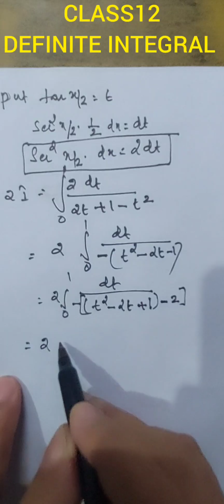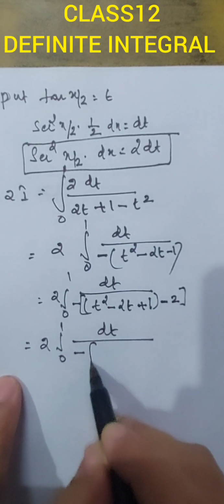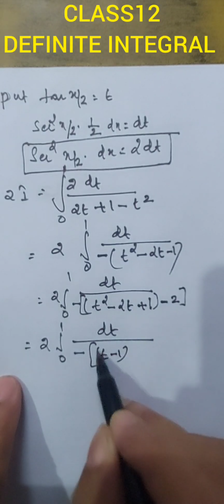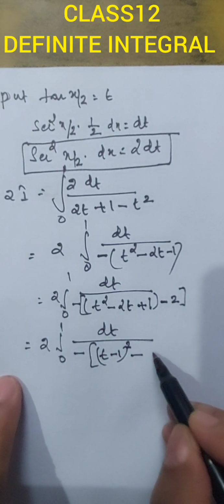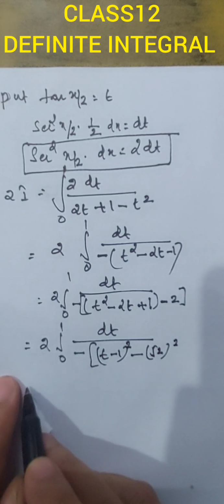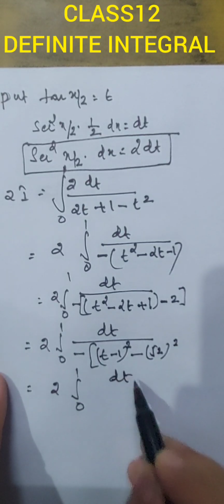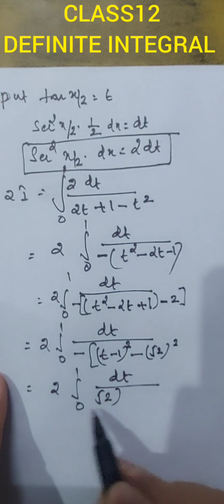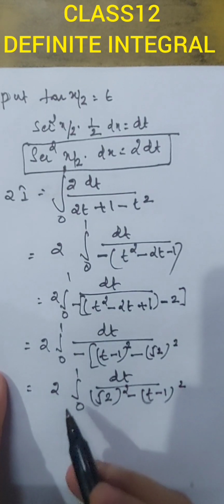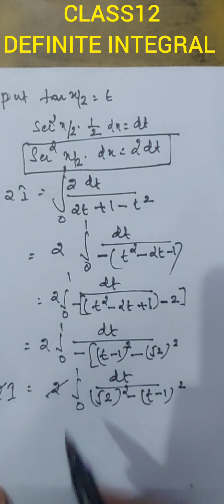This is twice integration 0 to 1 dt divided by negative of these terms. These three terms will be t minus 1 the whole square minus, this can be written as root 2 square. Now give this negative inside. So 2 into integration 0 to 1 dt divided by root 2 square minus t minus 1 the whole square. This is twice I. 2 and 2 get cancelled.